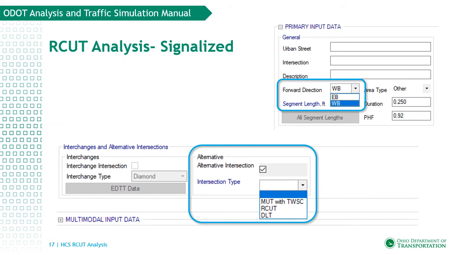Once the first RCUT file is saved and the lane configurations have been confirmed, open the conventional intersection file again. Change the forward direction and then repeat the process of converting it to an RCUT. Save this file as the second RCUT file and modify the lane configurations to match the analyzed condition.